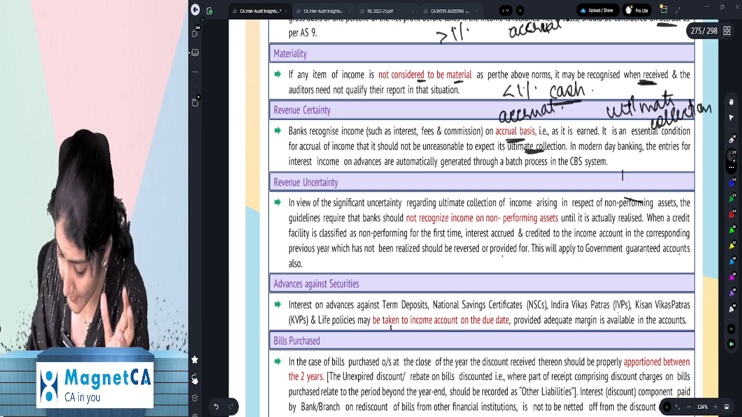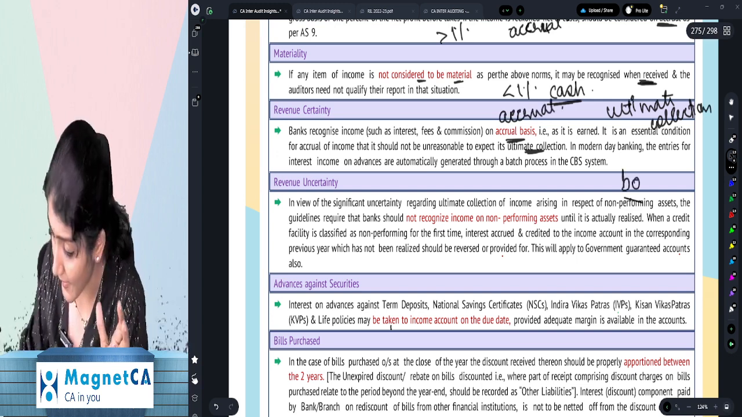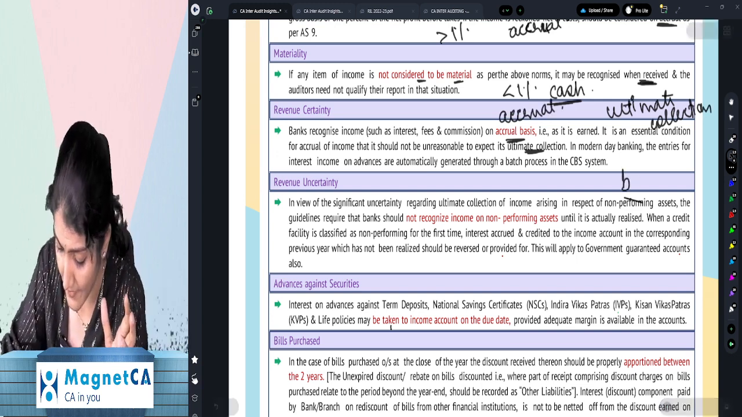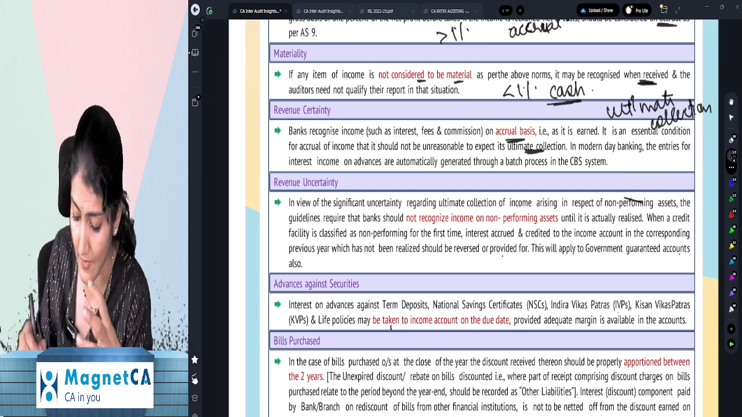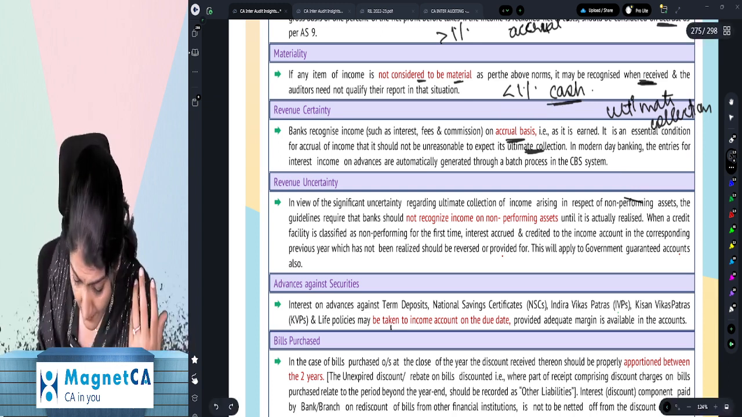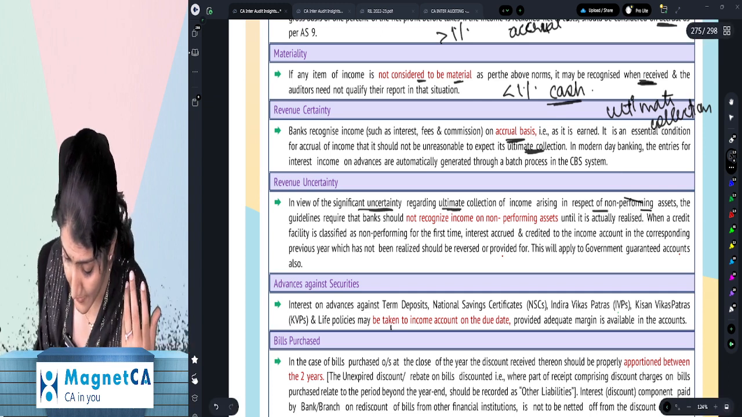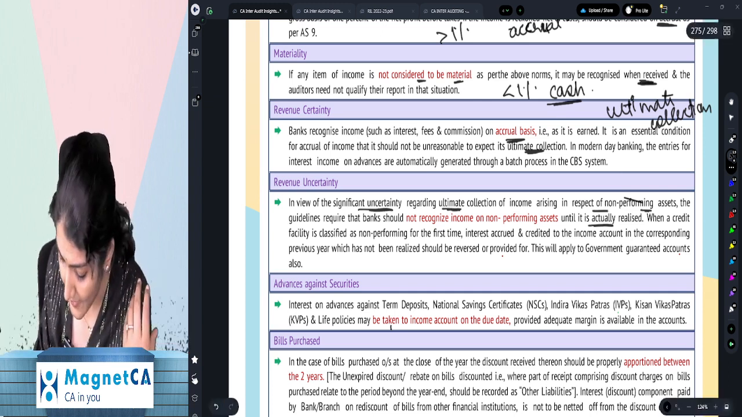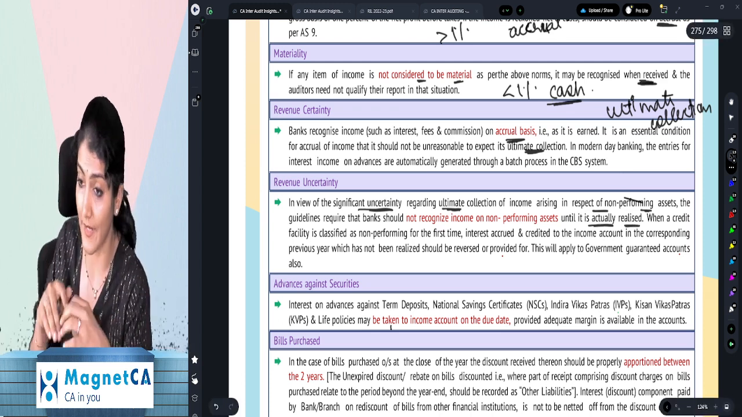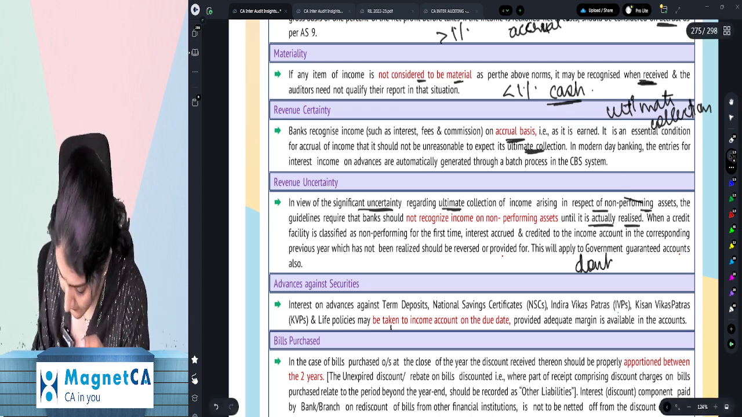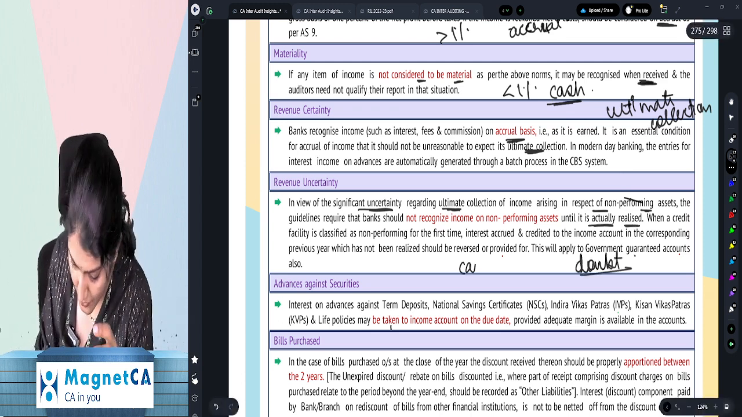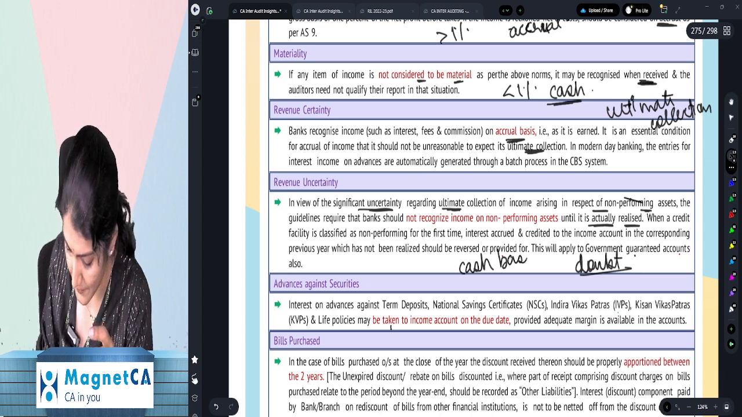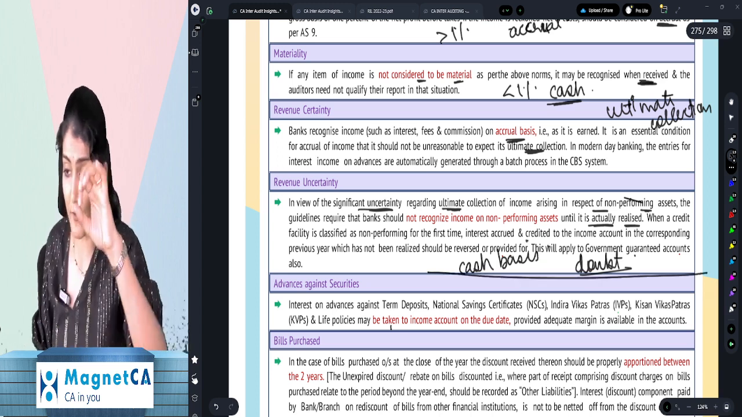But if there is any doubt, uncertainty regarding the ultimate collection, then the income should be recognized on the cash basis, right? So if there is uncertainty about the ultimate collection, like in case of a non-performing asset, then such income should be recognized only when it is actually collected. So if there is a doubt regarding the ultimate collection, it should be recognized on the cash basis. Right? So did you get the first 5 points?